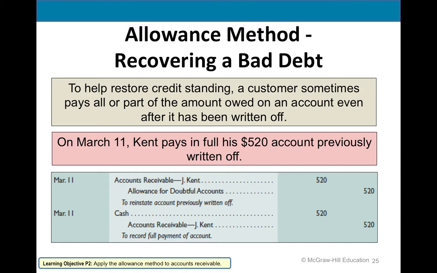Again, let's say Mr. Kent comes back and says, hey, can we reinstate this? You tell him, listen, no problem, Mr. Kent. We can reinstate this, except that $520 you owed us, we want you to pay. So similar to before, you reverse the write-off, and then record a regular cash payment on account.